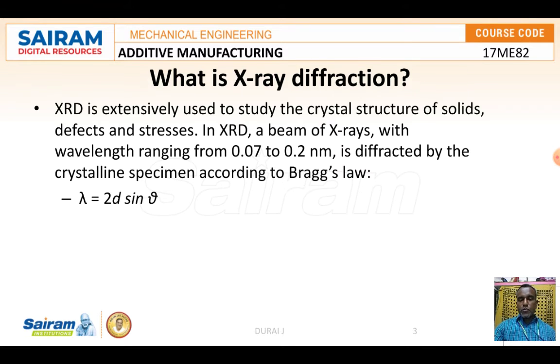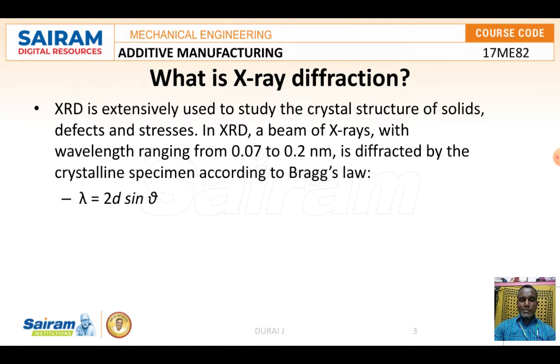Then comes the question: what is X-ray diffraction? It studies the crystalline structure in solids, mainly to find defects and stresses. The wavelength of the X-ray beam ranges from 0.07 to 0.2 nanometer, which may depend on the work we are going to do.